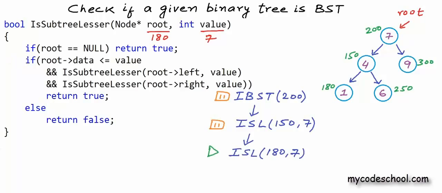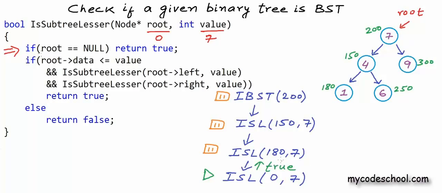So the first condition is true, and we can go to the second condition, which is a recursive call. This call will pause and we will go to the next call. Here once again the data in the node at 180, 1, is lesser than 7. So the first condition is true and we will make a recursive call. The left subtree for the node at 180 is null. There is no left child, so we will return at the first line. Root is null this time. This particular call will simply return true.